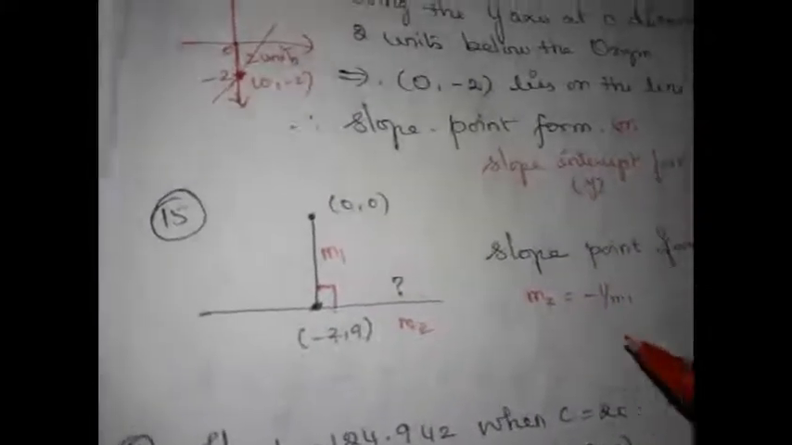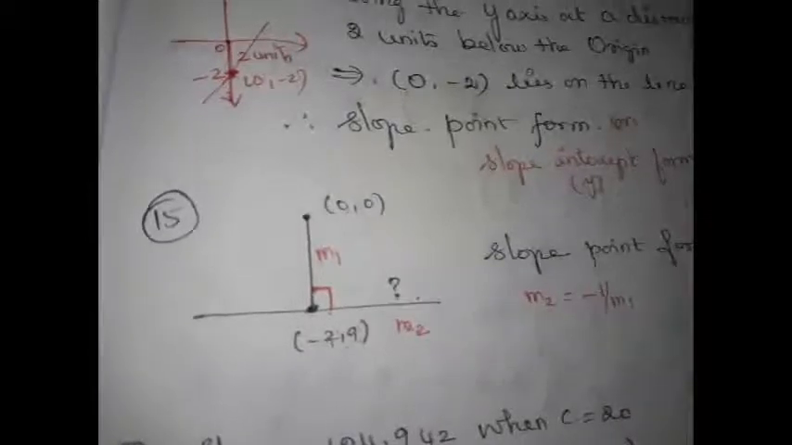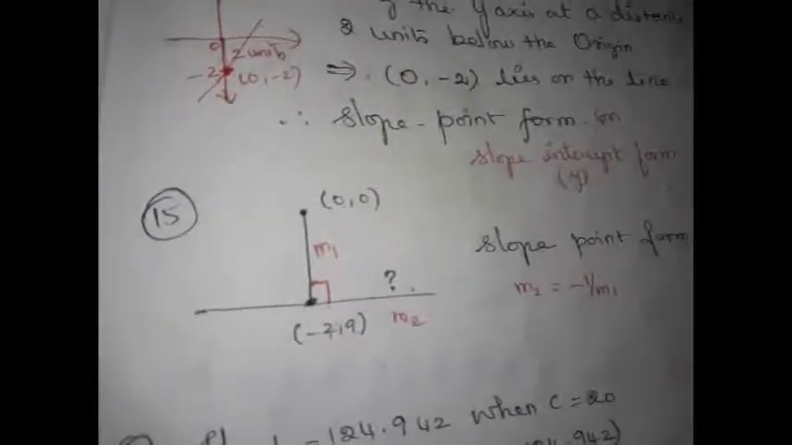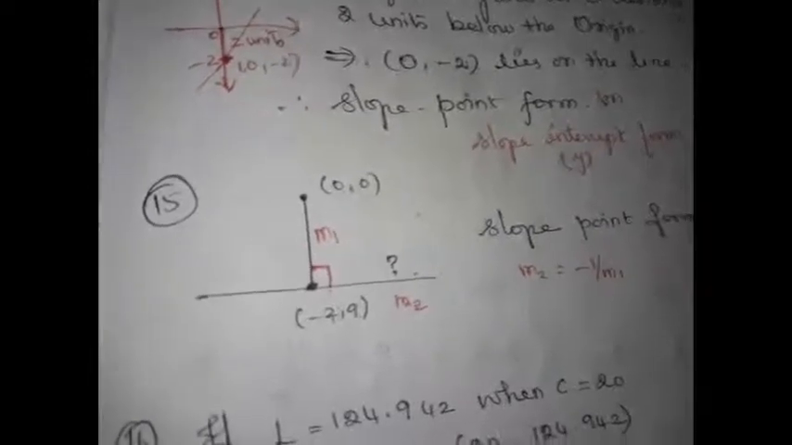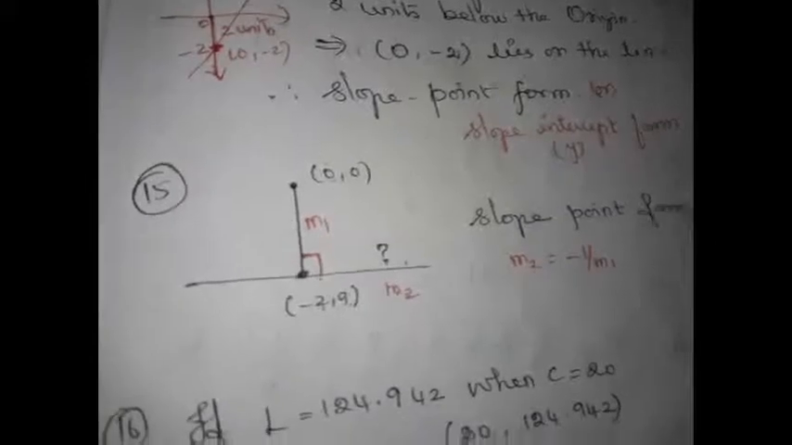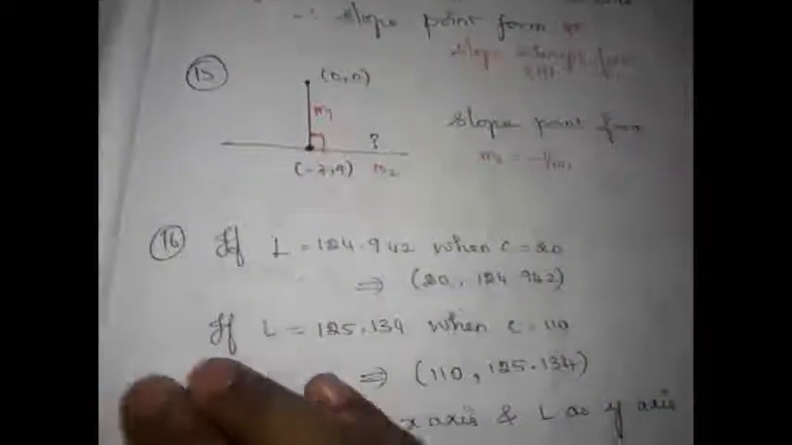What is the slope-point form? y minus y1 is equal to m into (x minus x1). I am repeating the form in each and every problem. Why? Because at least then it will register in your mind. So that's why I am repeating again and again. Learn all the forms by heart, or else you cannot do the exercise, right? Let us move on to the next question. The next few questions are application oriented, but they are going to be very easy.